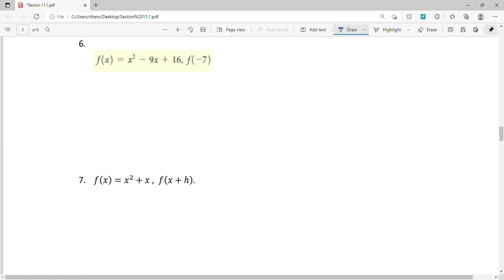In example 6, let's find f of negative 7. This is our input, but there's two x's. So that means you got to plug it into two different locations. Let's try that. F of negative 7 written down first. Then you'll plug in a negative 7, square it. Plug in a negative 7 again for the x, and bring down the 16.